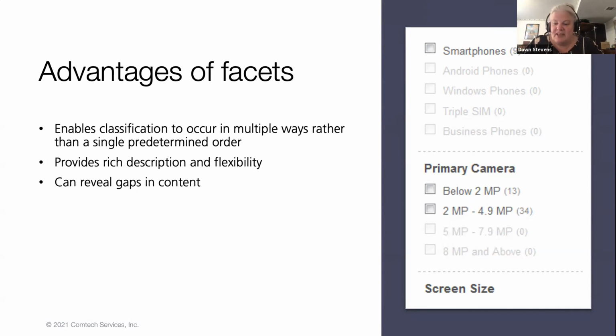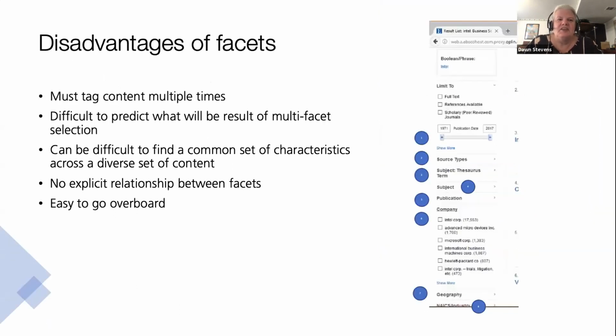Now, that same thing becomes a disadvantage as well, that it can be difficult to predict what's going to be the result if my users do play with my facets a lot and just turn on a whole bunch of different check marks. Will they actually find something, or will they have to start backing out of their different selections of facets until they can find some kind of content? So while it can reveal the holes, it can be hard to figure out what those holes are.